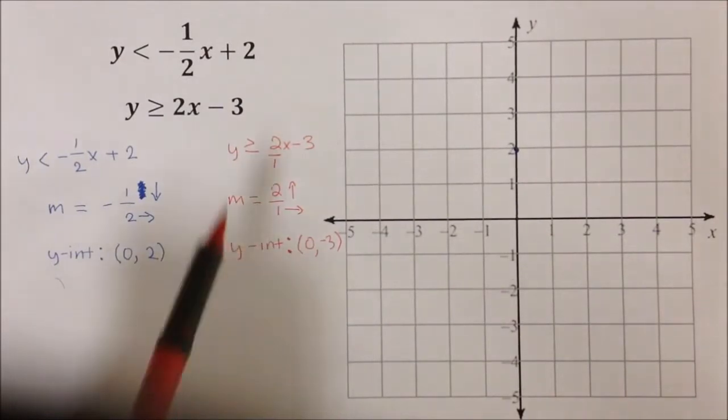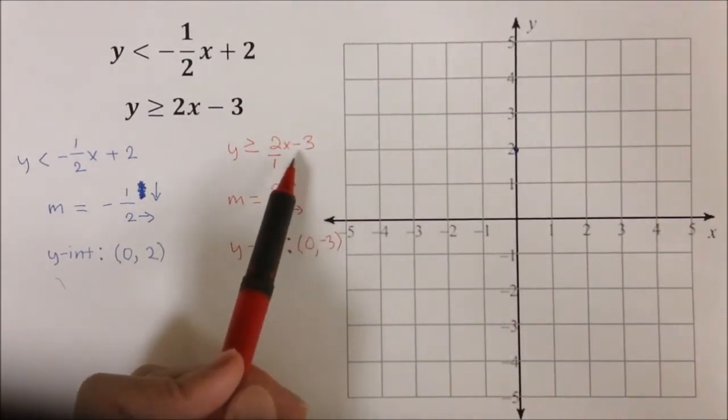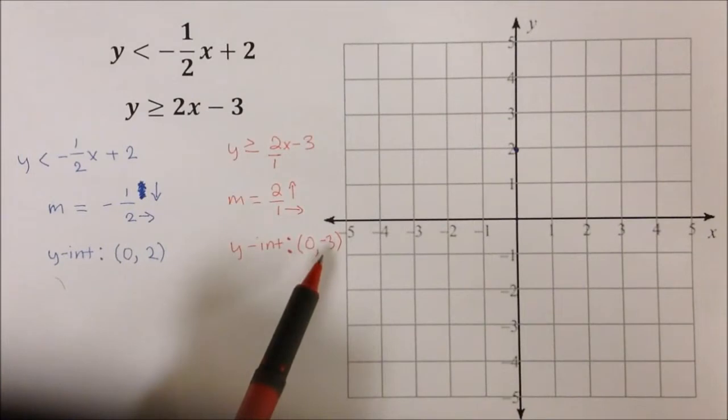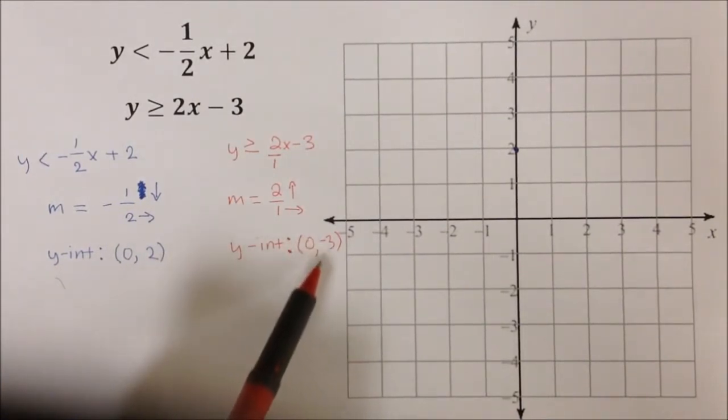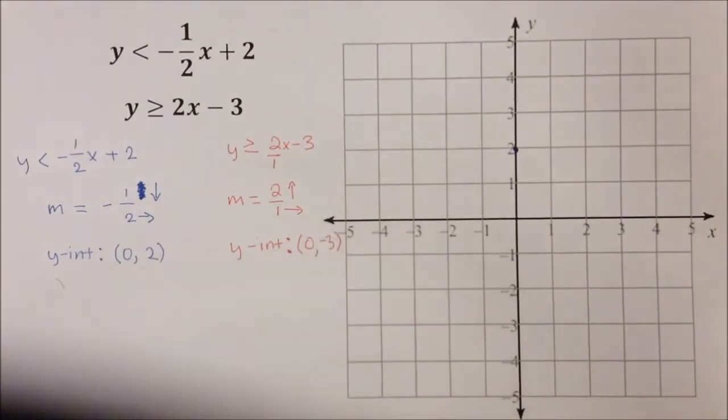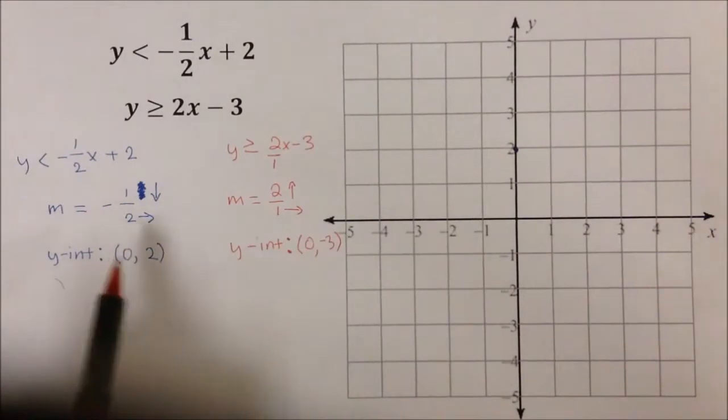Next, the y-intercept. The y-intercept is a number by itself. Since it's minus 3, it's going to be negative 3. So my y-intercept is parenthesis 0, comma, negative 3, close parenthesis. Now once I got all the information that I needed to graph, I'm going to use this information to graph the line.